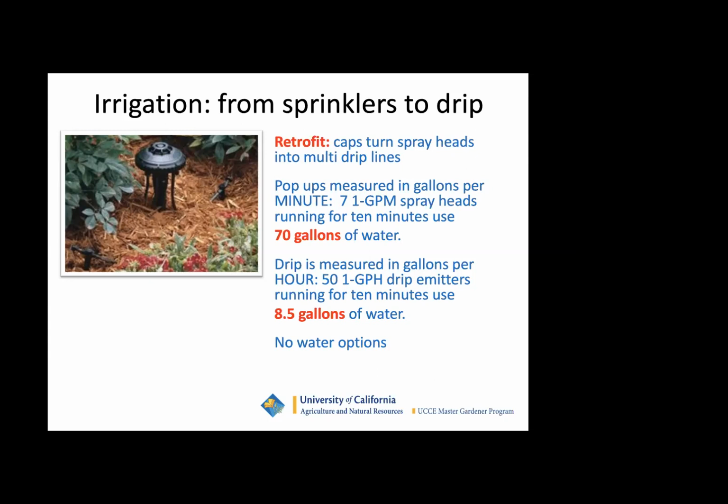The key thing to remember here is that pop-up sprayers that we use for our lawns are measured in gallons per minute. And drip irrigation, the little dripper with the little emitters, that's measured in gallons per hour. And of course, there are also no-water options. Many native plants, or some native plants, once they're good and established, would not need supplemental water.